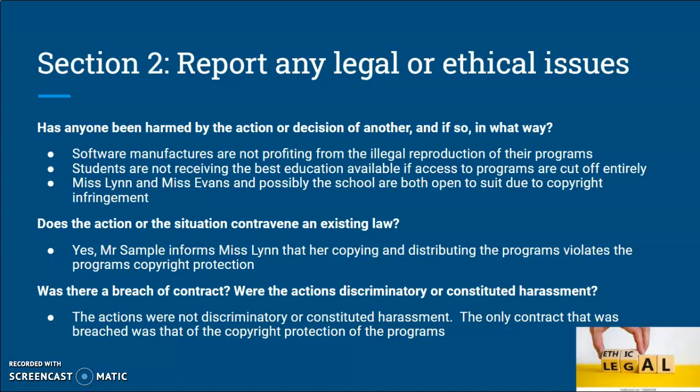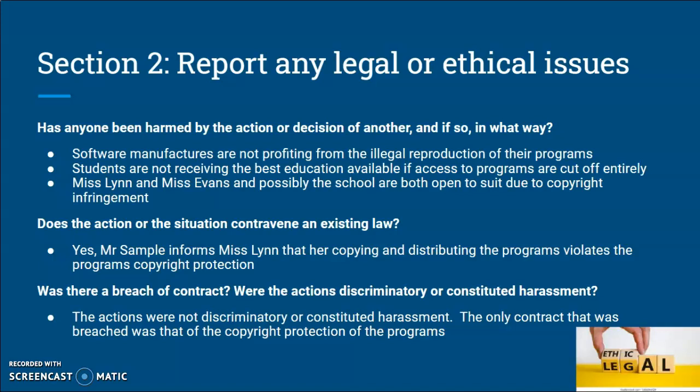So has anyone been harmed by these actions? Technically, the software manufacturers were harmed by not profiting from the illegal reproduction of their programs. The students are also harmed because they're not receiving the best education available if access to the programs is cut off entirely. Ms. Lynn and Ms. Evans, possibly the school, are both open to lawsuits due to copyright infringement. Does the action or situation contravene an existing law? Yes, Mr. Sample informed Ms. Lynn that the copying and distribution of the programs violates the program's copyright protection.